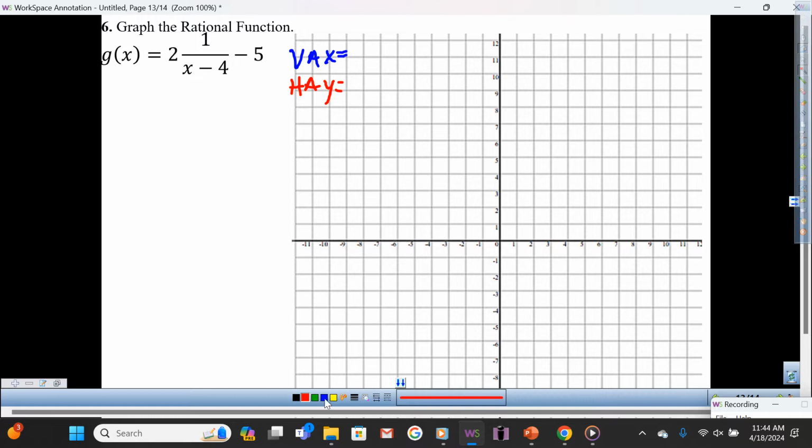All right, Bailey, what is our x equals? 4, and our HA? -5. Hands, have you got that? That is correct. So we got x equals 4 is about right there. Let's get our asymptote, vertical asymptote going straight down. And our HA is at -5, which is down here. Dotted horizontal going through there. There it is.